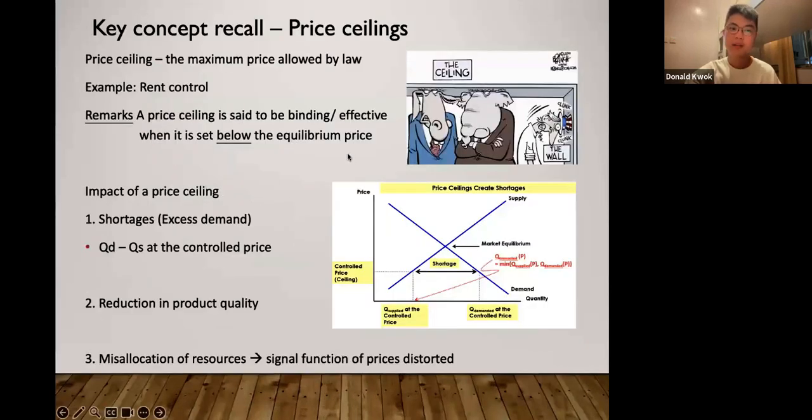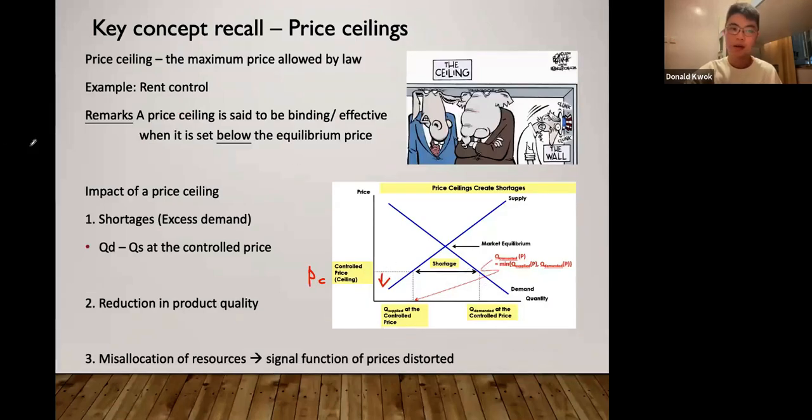A price ceiling is the maximum price allowed by law. The example I use here would be rent control. Let's say we have a price ceiling PC here. Under the meaning of price ceiling, any price below this PC is allowed by law.